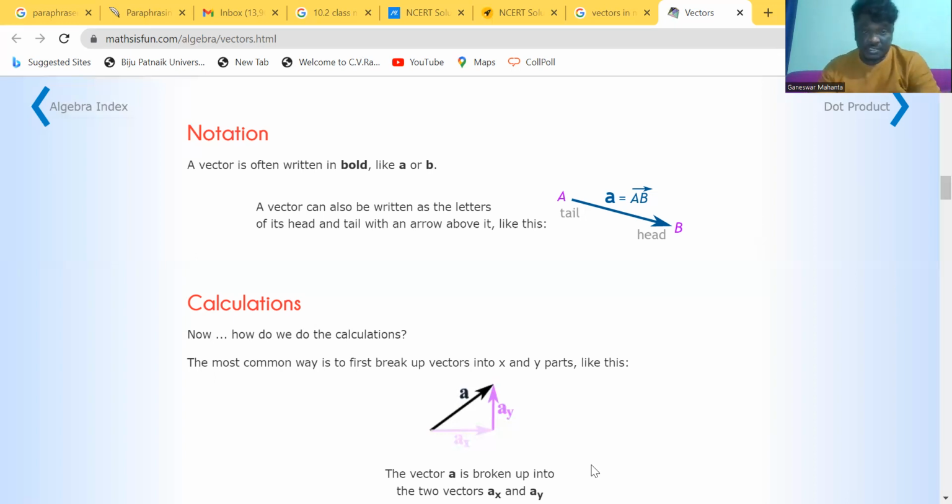So this is the notation of the vector AB, with an arrow mark. In which direction is it represented? The direction is already indicated as B, and here it is also mentioned that the direction is B.